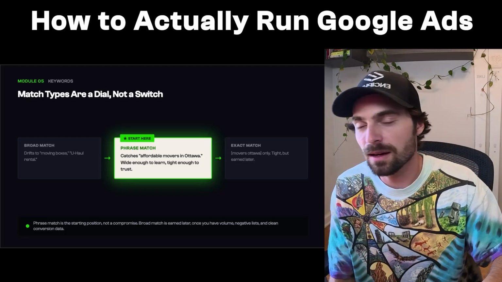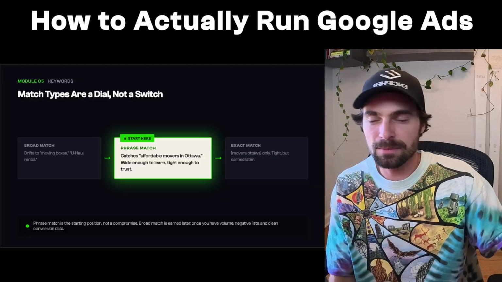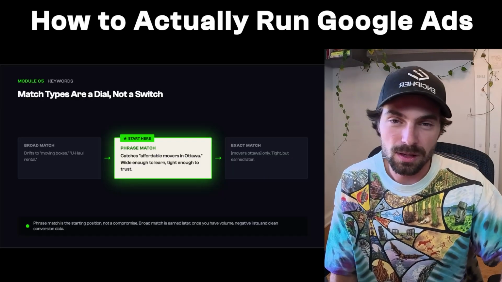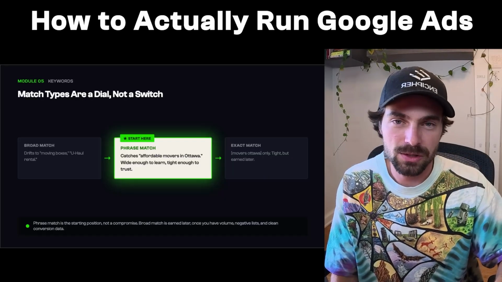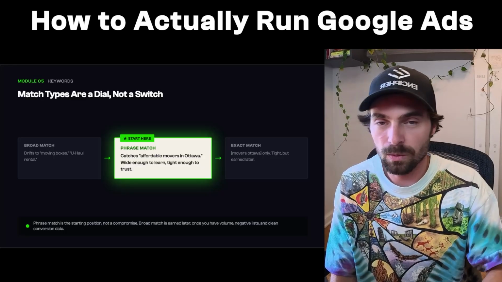Do not start an account on broad match. We rarely start an account on exact match because we just don't get enough data. Google reps will call you and tell you to turn on broad match. That's a bad idea. Don't do that. Phrase match is kind of the sweet spot in the middle where we always start.